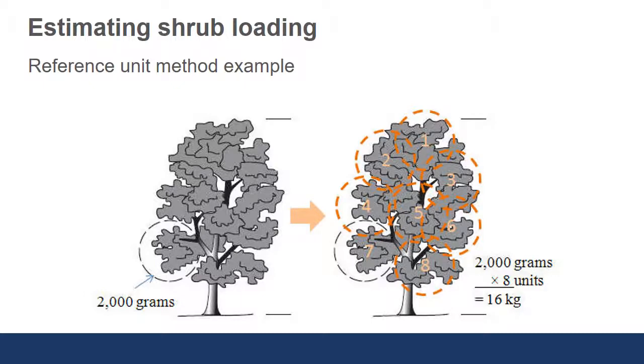Here is an example of the reference method. In this example, we estimated that there were 8 sample units. We then clipped and weighed one of the reference units. We found the unit to have a weight of 2,000 grams. Next, we multiply this weight by the 8 sample units and we get 16 kilograms.